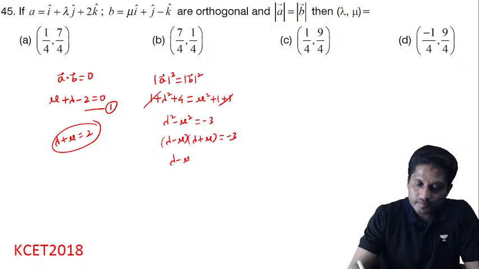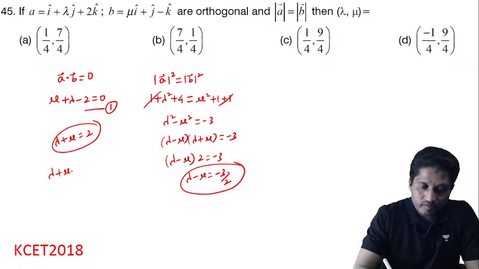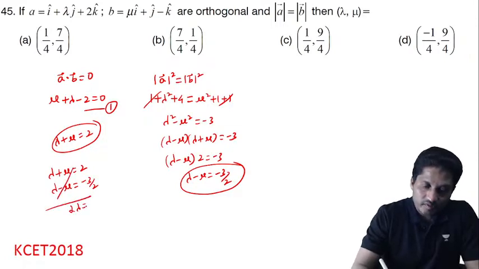So lambda minus mu to 2 is equal to minus 3. Lambda minus mu is equal to minus 3. If I solve these two equations, lambda plus mu is equal to 2, lambda minus mu is equal to minus 3 by 2. So 2 lambda is equal to 2 minus 3 by 2, 2 lambda is equal to 1 by 2, which means that lambda is 1 by 4.